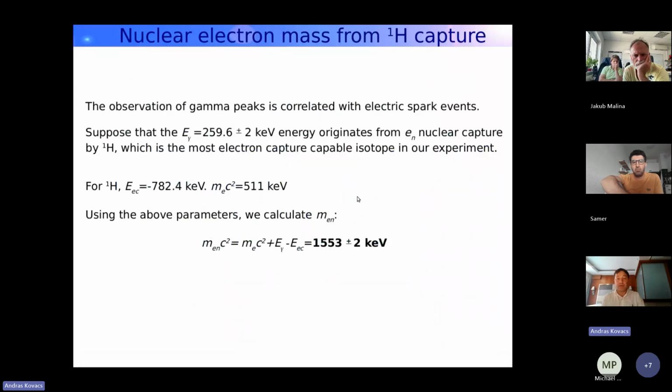Okay, we apply the same formula I explained before. So we have the electron mass plus this gamma peak energy minus the well-known 782 electron capture energy for neutrons. And the result we get is 1553 plus minus 2 kiloelectron volts, exactly the same as before.